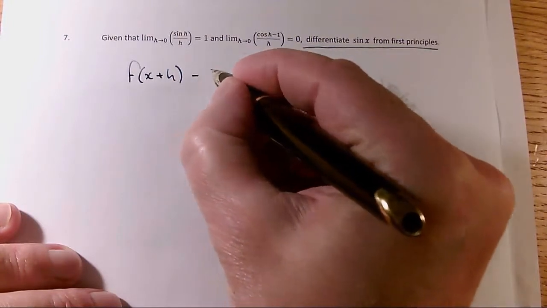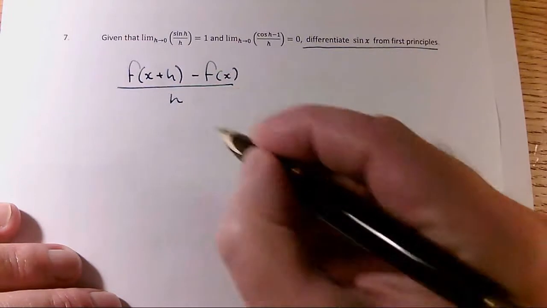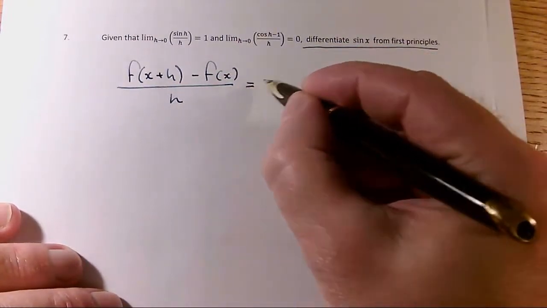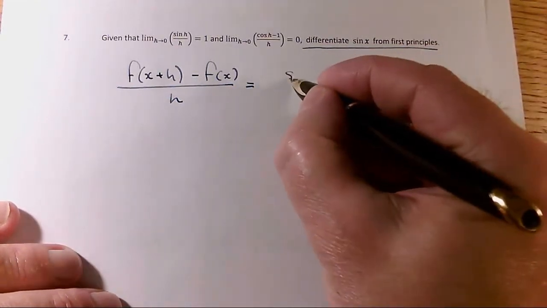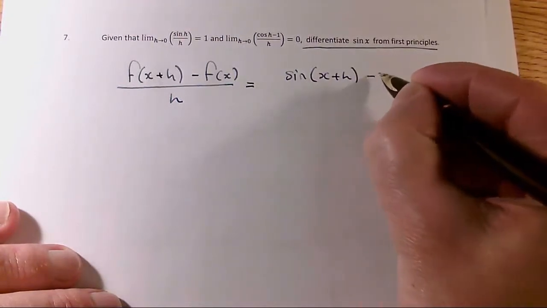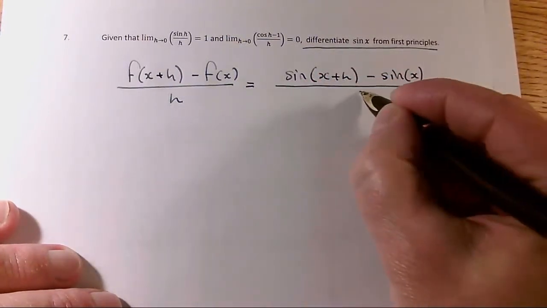So f of x plus h minus f of x all over h, and then later on we're going to take the limit of that as h tends to 0. But let's just set it up for now. So the function I want to differentiate, the f, is sine x, so I need to do sine, that's f of x plus h, and I need to take away sine of just x. And all of that divided by h.